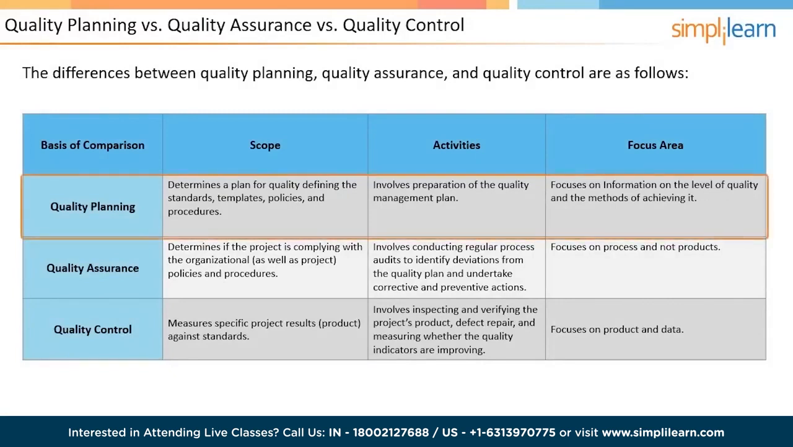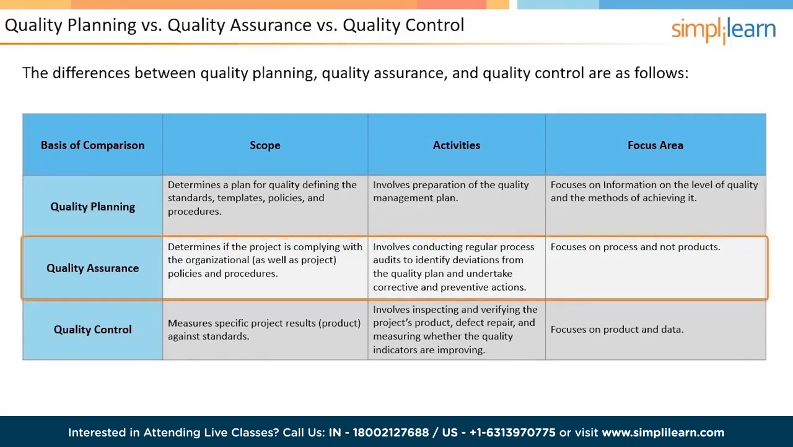Once the quality planning is done, the quality management plan is ready. This quality management plan has standards, templates, policies, and procedures to be followed in the project. It contains information on the level of quality being aimed and the plan to achieve that level.